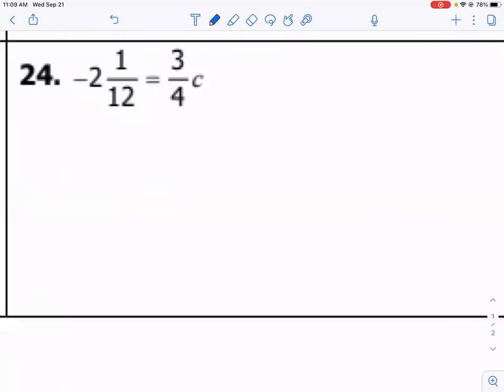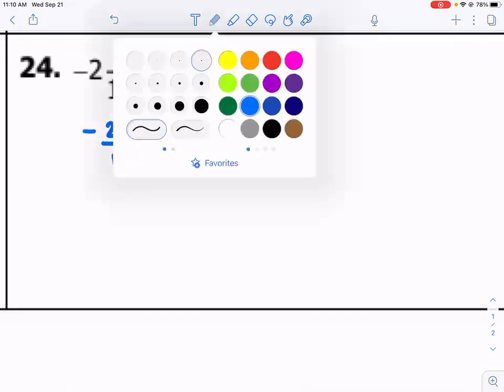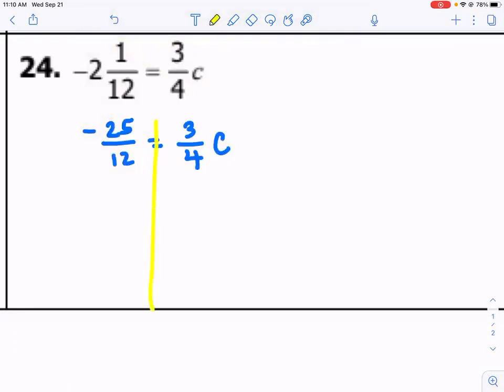Okay, Trent, 12 plus 1 is what? 25, yeah. So we have negative 25/12 equals 3/4 C. Okay, thank you, Trent, for doing that for us. Now I'm gonna draw my fence. Okay.